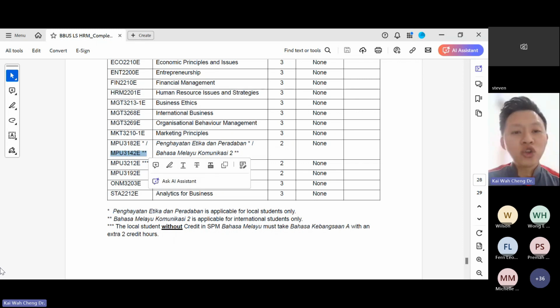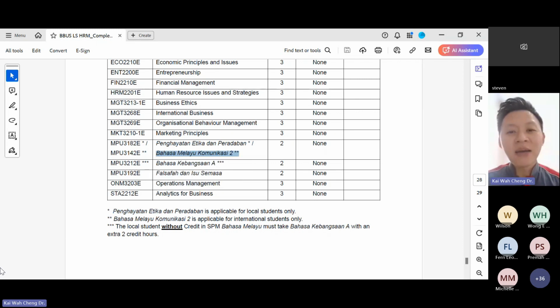MPU 3142E, 2 star. Bahasa Melayu Komunikasi 2. Okay, now let's look at the footnote here. Bahasa Melayu Komunikasi 2 is applicable for international students only. So if you do not have the Malaysians IC, this is the compulsory course for you. Okay, but if you are holding the blue Malaysians IC, do not register for this course because this is for international students only. All right.